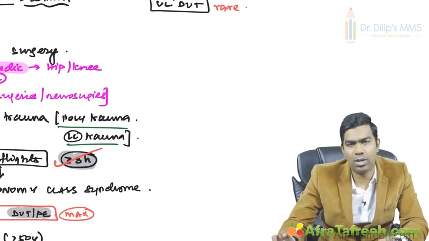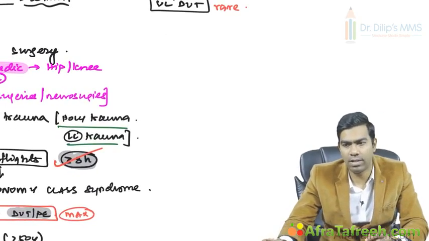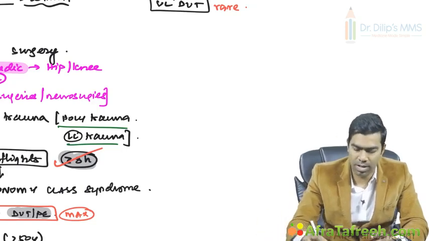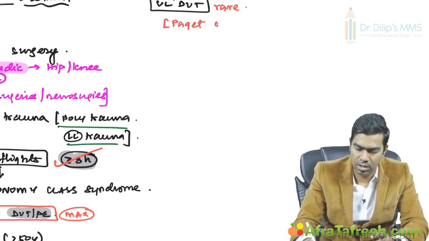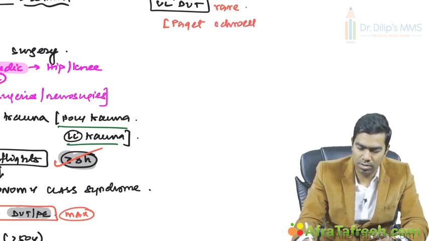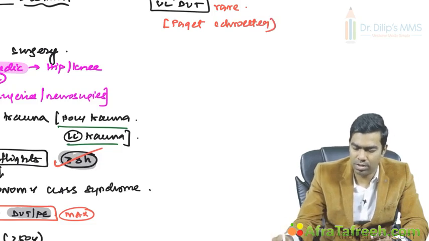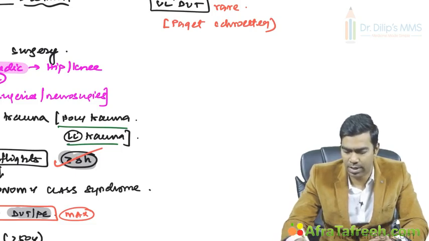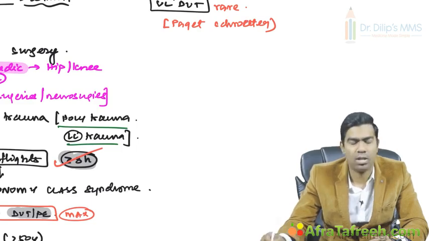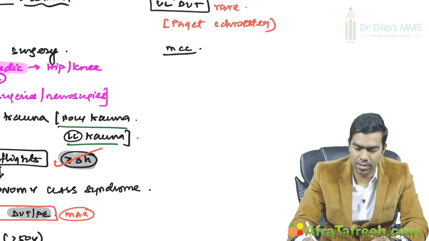Upper limb DVT, you don't have as many causes because it's relatively very, very rare in the first place. Upper limb DVT is also referred to as Paget-Schroetter disease. I think my spelling is right, I'm not very sure though. So this is Paget-Schroetter disease. So what is the most common cause for upper limb DVT?